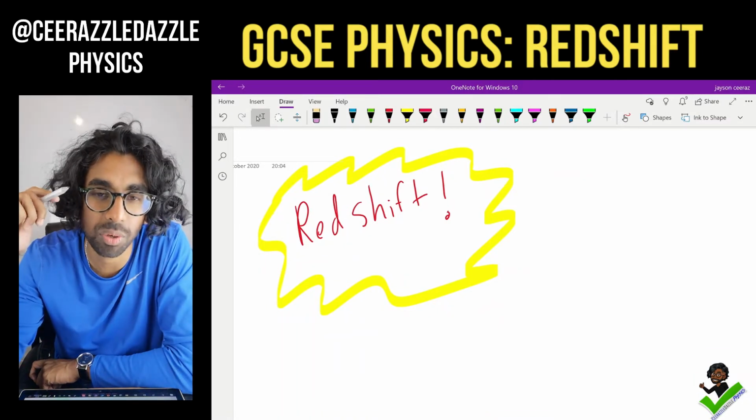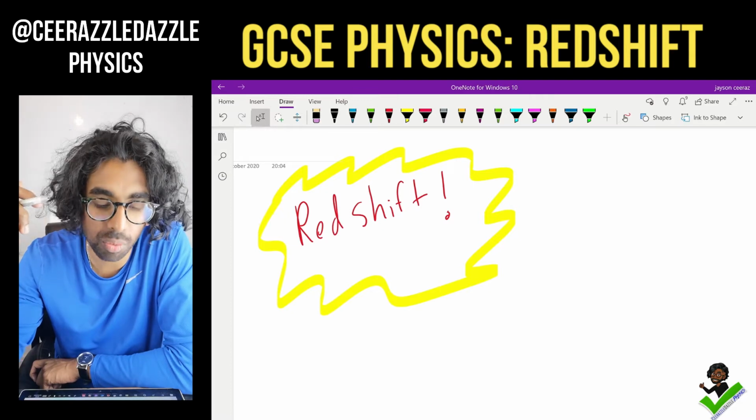In today's session, we're going to be talking about redshift. So what exactly is redshift? Well, it is the following.